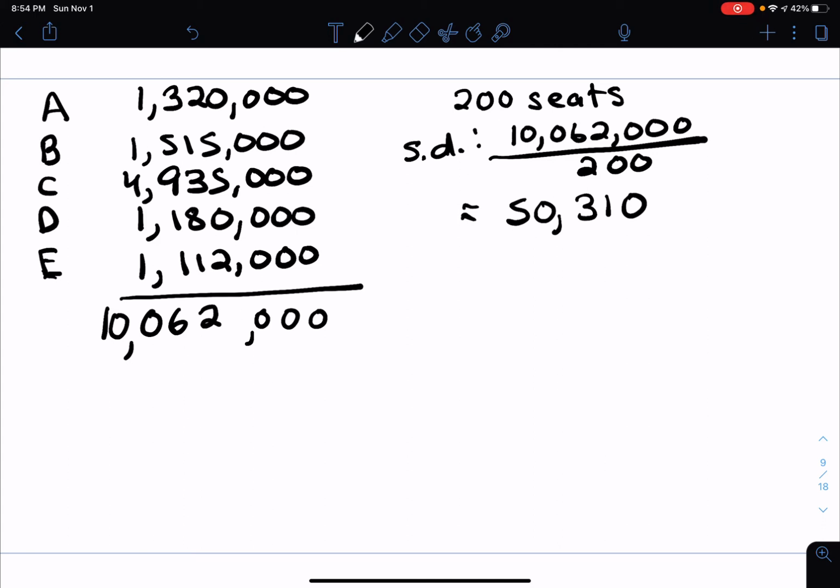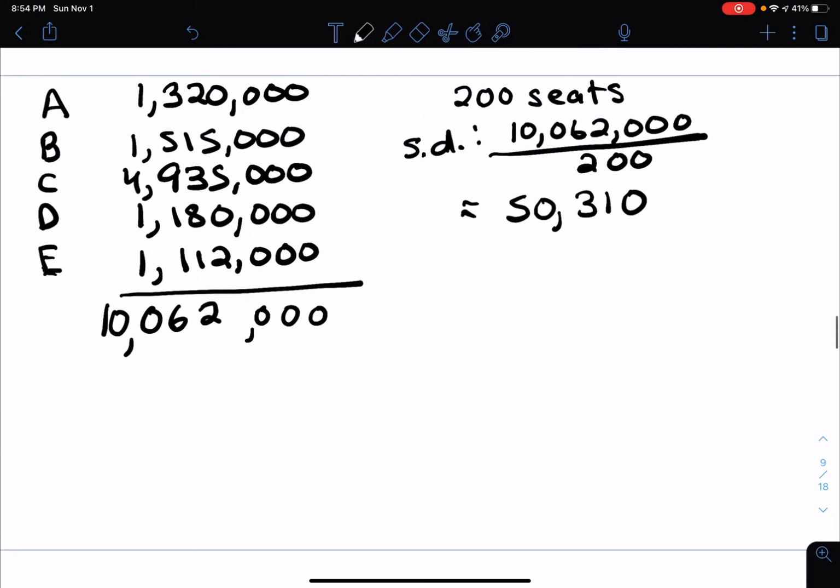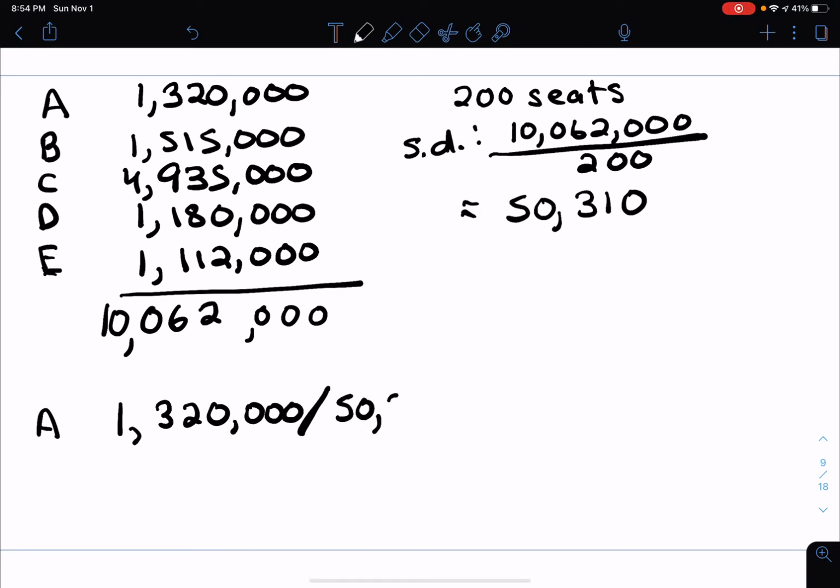So then we're going to take those numbers and we're going to find our standard quotas. So for each of those, we're going to have to divide by our standard divisor. So A has 1,320,000 people. We're going to divide that by 50,310. Just so that I have enough of a decimal part to take a look at, I'm going to carry it out to 4 decimal places, 2, 3, 7, 3. So that later, if I have leftovers, I can definitely see who has the bigger fractional part.